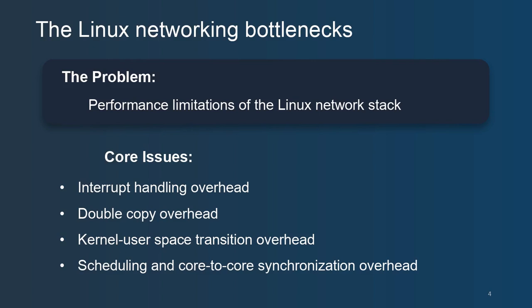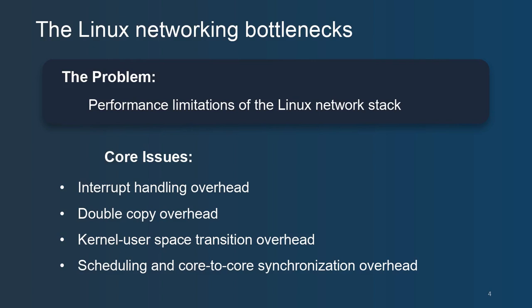Each system call forces a costly context switch between user and kernel space, burning hundreds of CPU cycles and adding significant latency. Fourth, scheduling and core-to-core synchronization overhead. Threads move between cores. Locks are used to protect shared data, and this creates contention and extra delays. Together, these factors create the performance limitations of the Linux network stack. So, the problem is clear. Now, let's see what modern solution we have for these issues.